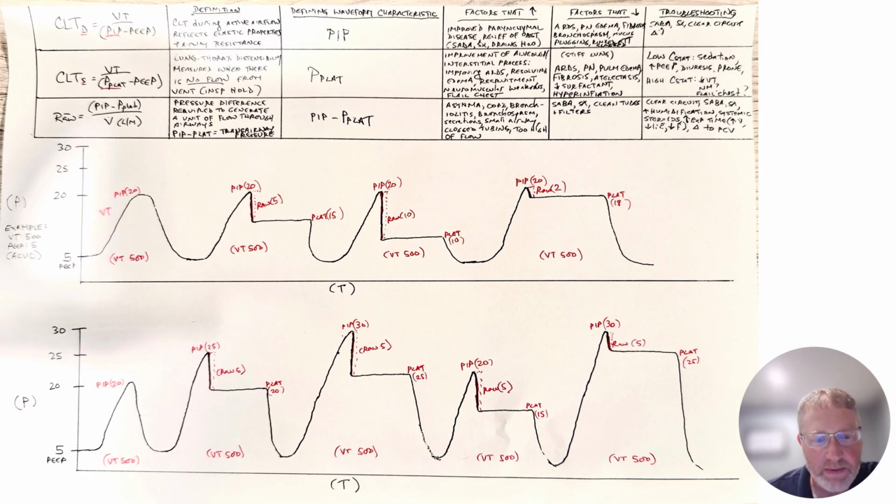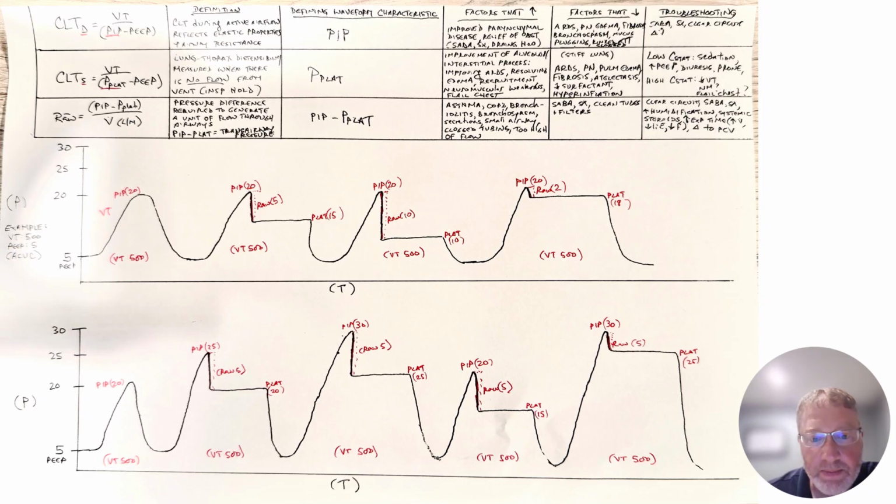Here's a tidal breath. Here's the next one. We've got a PIP of 25 and a plat of 20. So that is your baseline. PIP of 25, plat of 20, with the Raw difference being 5. All right. Next inspiratory hold, we've got a PIP of 30 and a plat of 25. Okay. It's hard for me to even see this. With a Raw difference of 5.